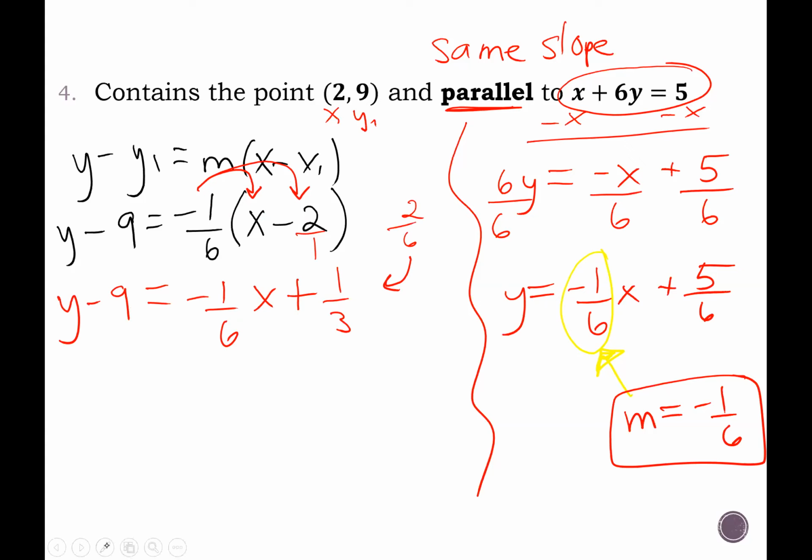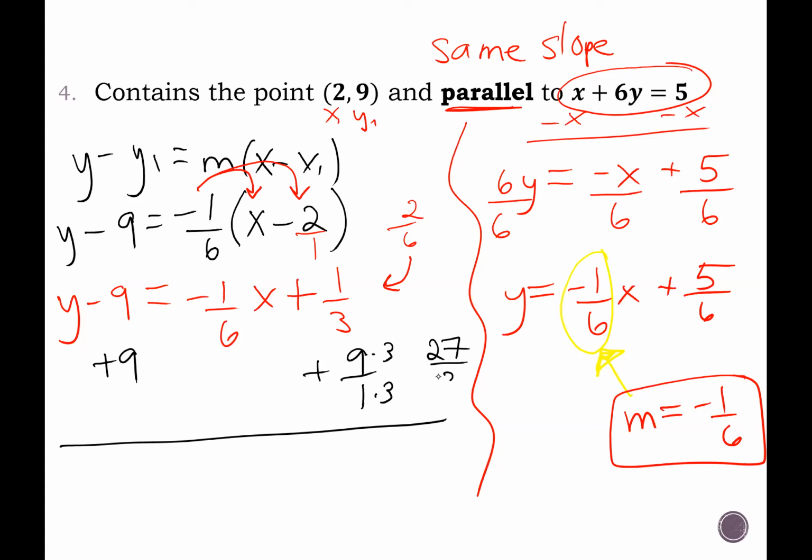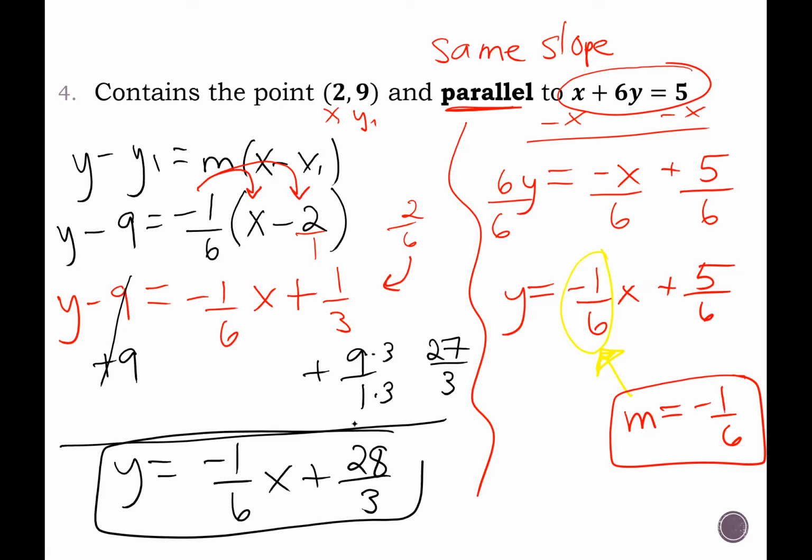My next step to solve for y is to add 9 to both sides. So I'm writing plus 9, I'll write plus 9 over 1. I'm going to need to add the 1/3 plus 9 over 1. Let's get a common denominator of 3. So that becomes 27 over 3. So I'm really adding 1 over 3 plus 27 over 3, which will be 28 over 3. So y equals negative 1/6 x plus 28 over 3. That's our equation. All right.